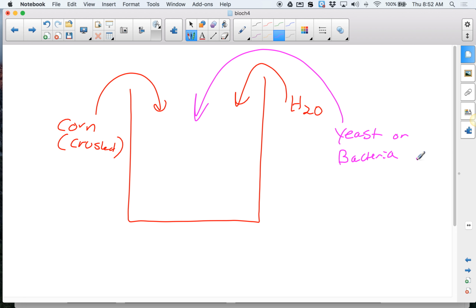But you wouldn't want to drink this. It's old water, crushed corn and bacteria. No, yuck. You would not want to drink that.